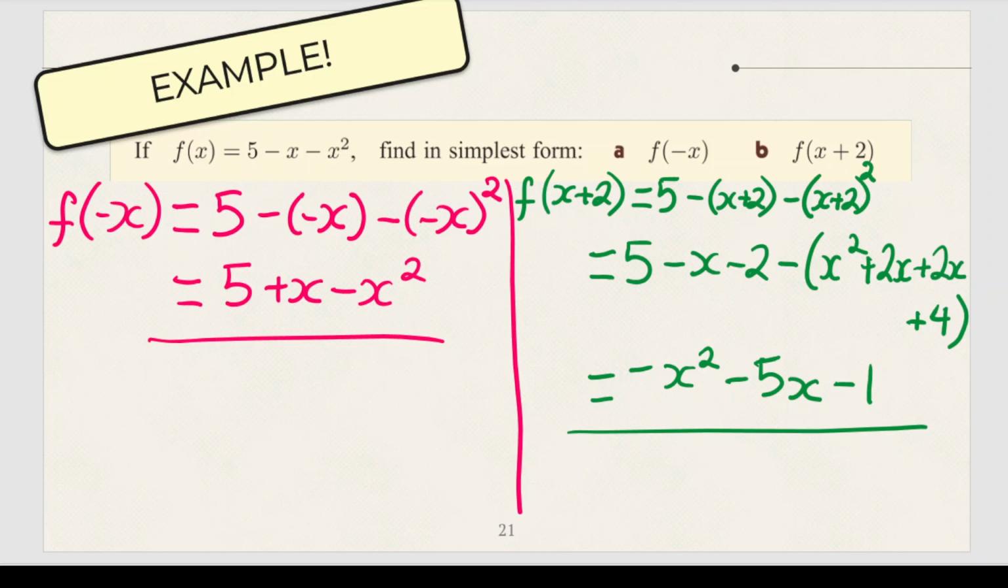So hopefully that gives you a bit of a primer on how to use function notation and how to find the function of a different value of x.